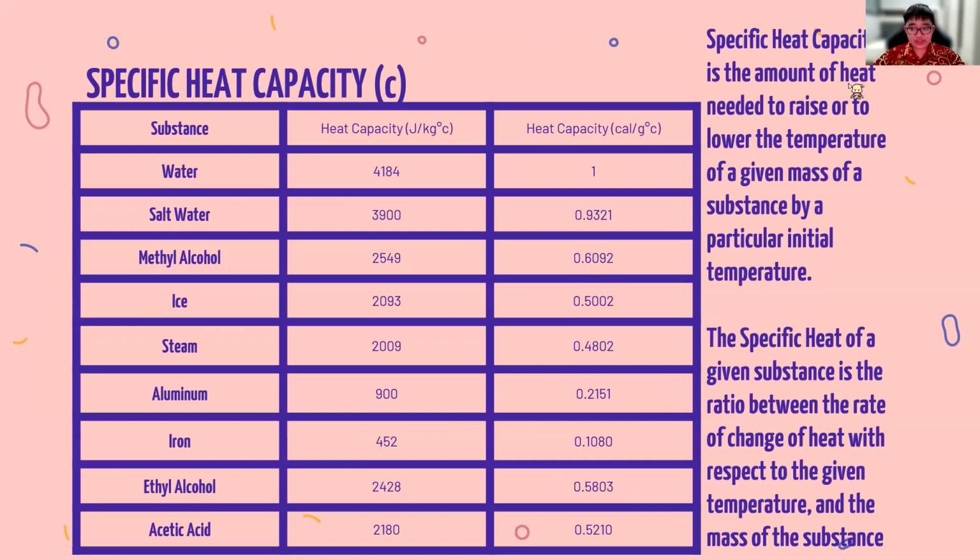For the specific heat capacity, it is the amount of heat needed to raise or to lower the temperature of a given mass of a substance by a particular initial temperature. The specific heat of a given substance is the ratio between the rate of change of heat with respect to the given temperature and the mass of the substance. As you can see in this table, we have the specific heat capacity of 9 substances. For each of these units, we have the joule over kilogram degrees Celsius, and this one is the calorie over gram degrees Celsius, as you can see.